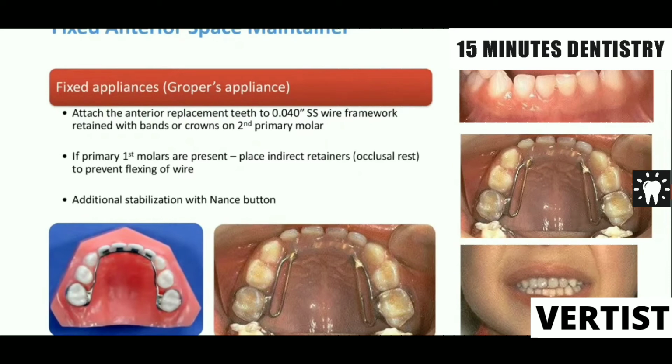in which the bands are placed on the posterior most molars, and something like a Nance arch is prepared, onto which 4 incisors or 2 incisors, as per the requirement of each child, are placed, and this entire assembly is cemented. So this is a desirable space maintainer in case of loss of multiple anterior teeth.